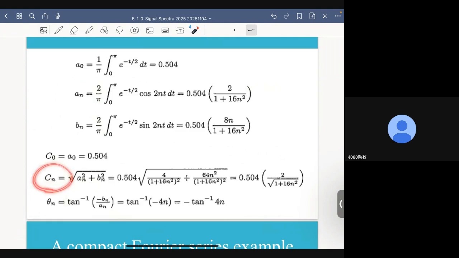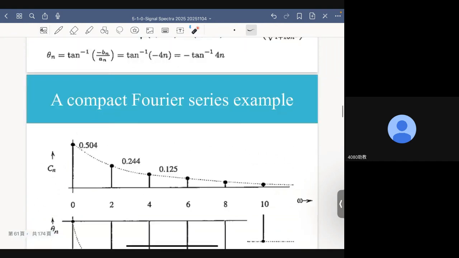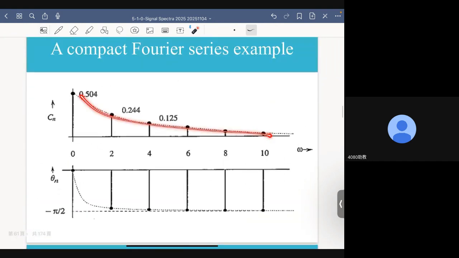Now, let me emphasize again, as you can see in this example, the value of Cn decreases monotonically with n, which means the amplitude spectrum decreases as the frequency increases. And this trend is monotonic, because it always goes down and down. All right, and this is the phase spectrum.